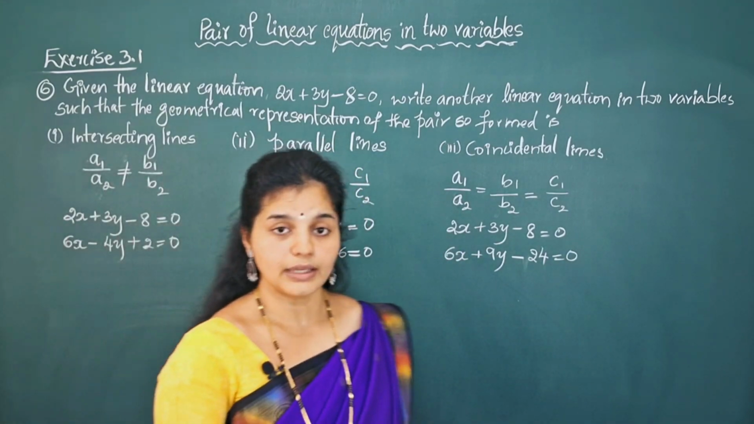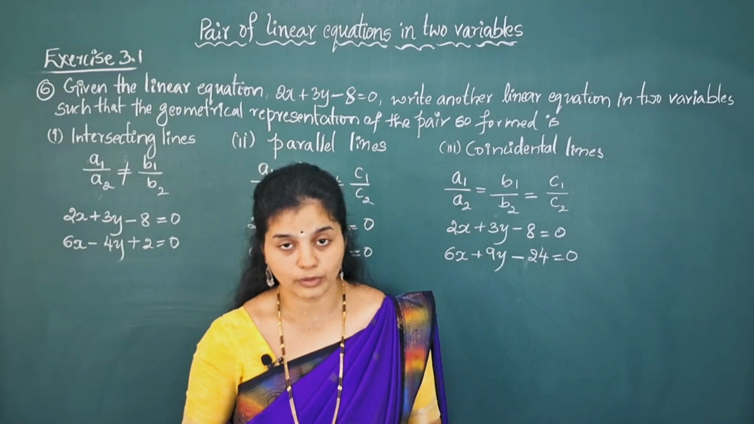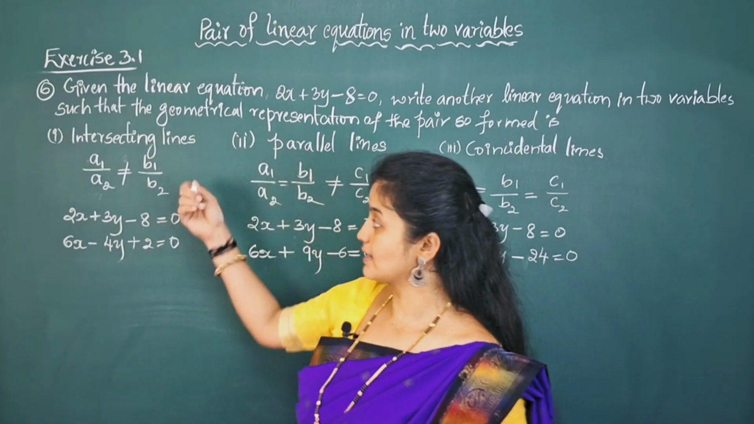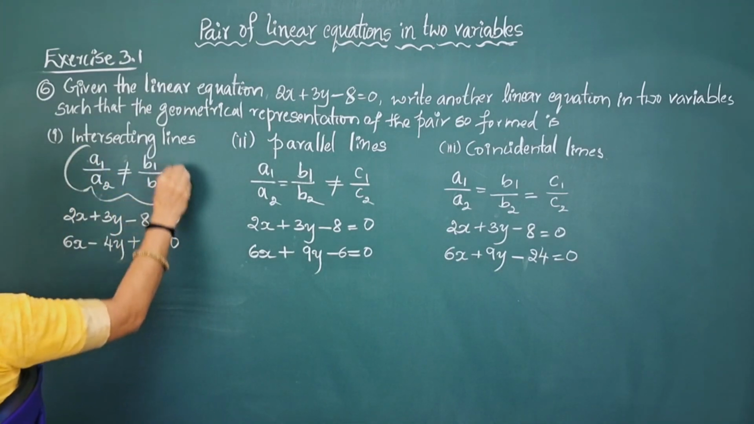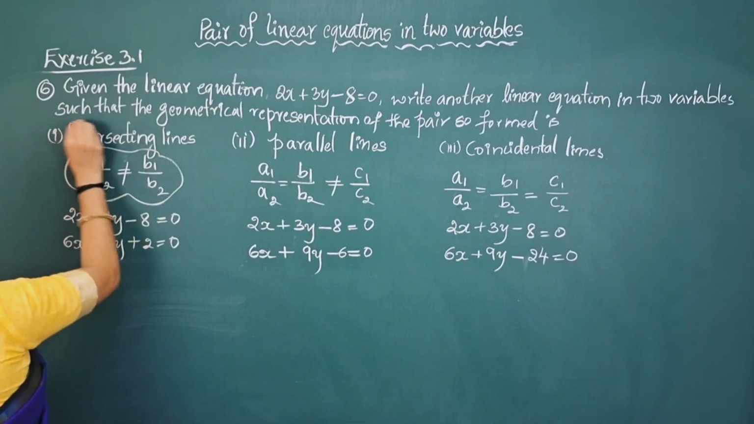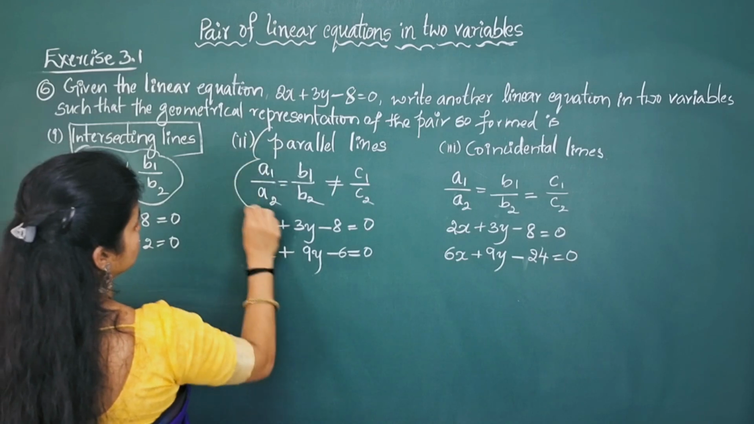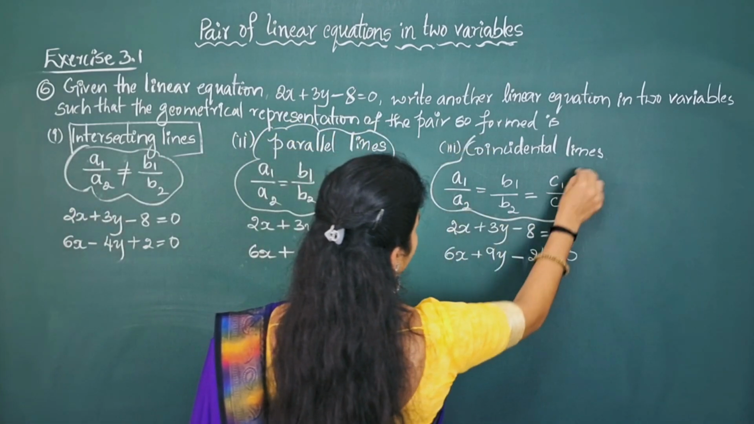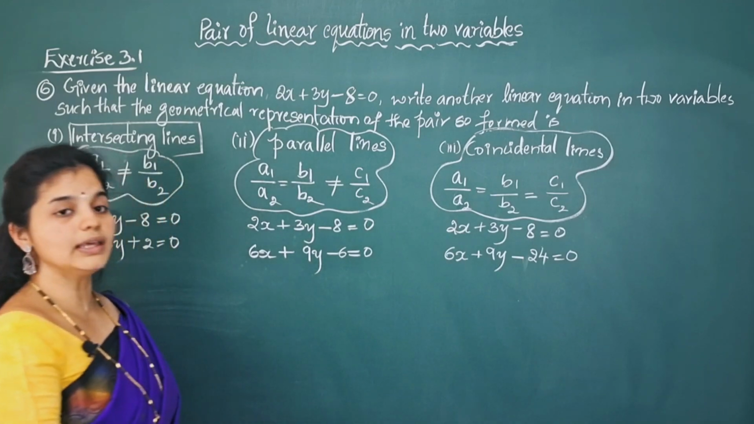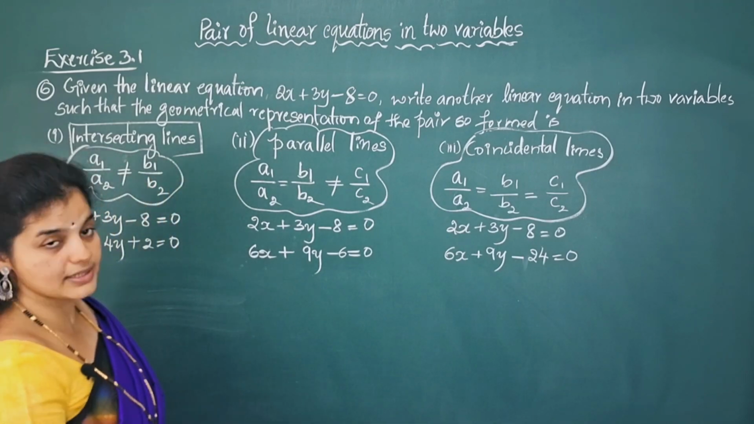So you can give any number to the coefficients, but what you have to keep in mind is that you should maintain this condition. That is what is important. So you have to keep an eye on it when you take the values for the coefficients. I hope this is clear.